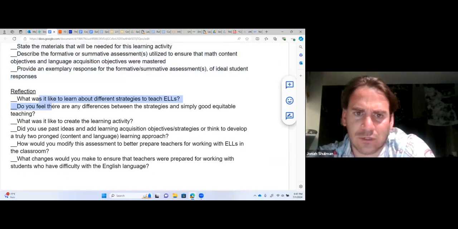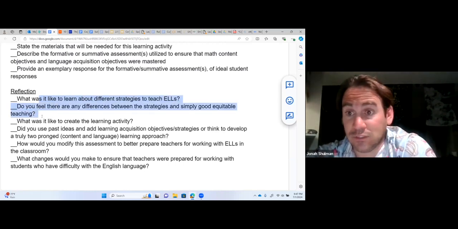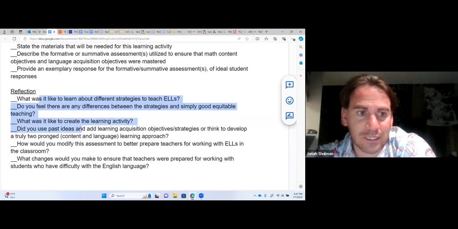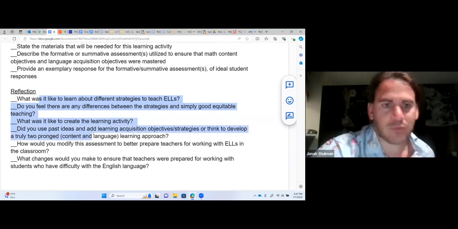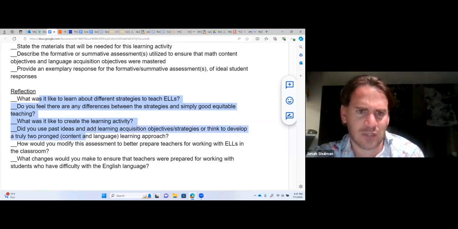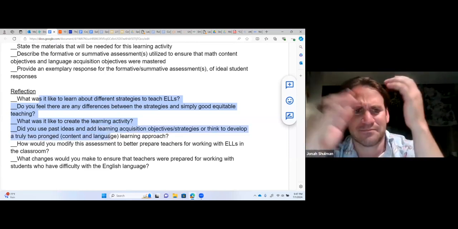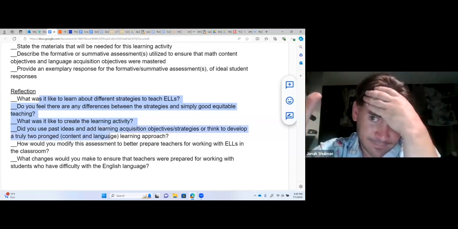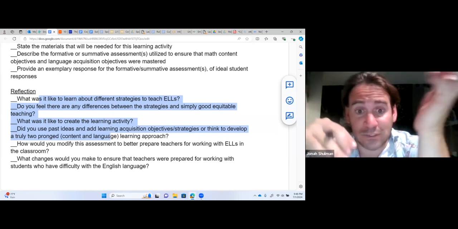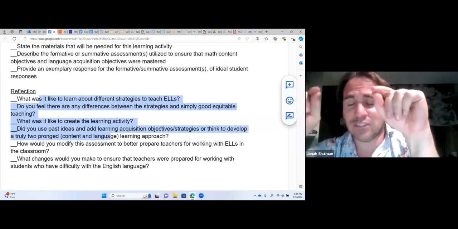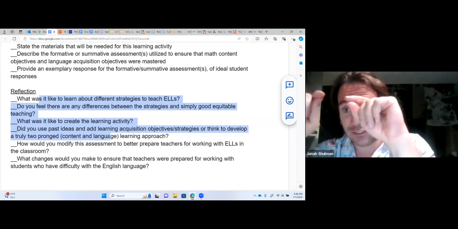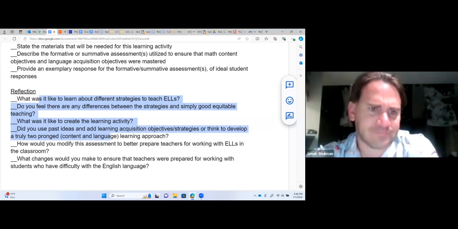So, what was it like to learn about different strategies to teach English language learners? Do you feel like there are any differences between the strategies and simply good equitable teaching? What was it like to create the learning activity? Did you use past ideas and add language acquisition strategies to develop a truly two-pronged content and language learning approach? So what does that mean? Is it just an old idea where you put stuff on top of it, or are you really being like, okay, me teaching the math content and me teaching the language objective are really in one?